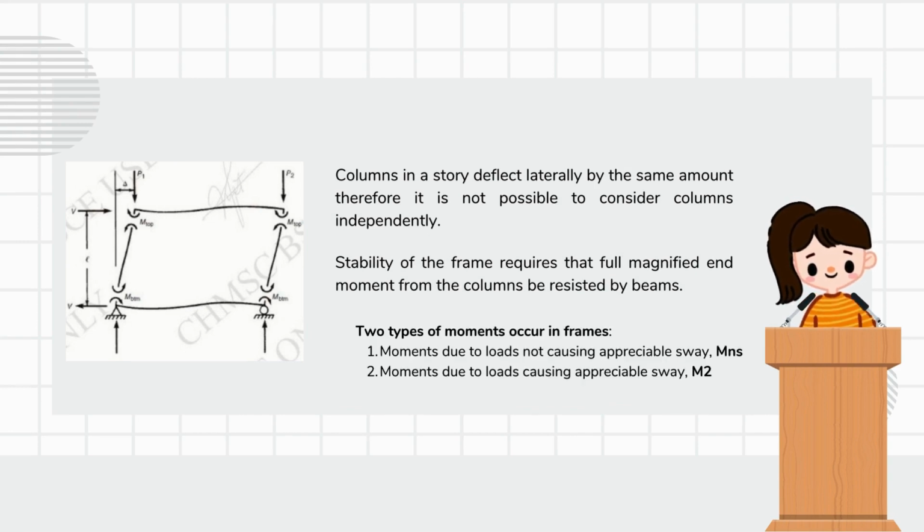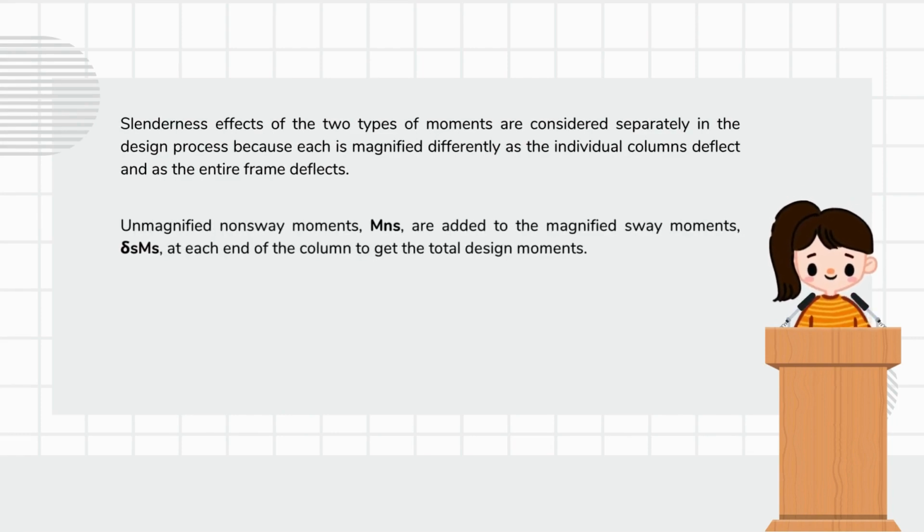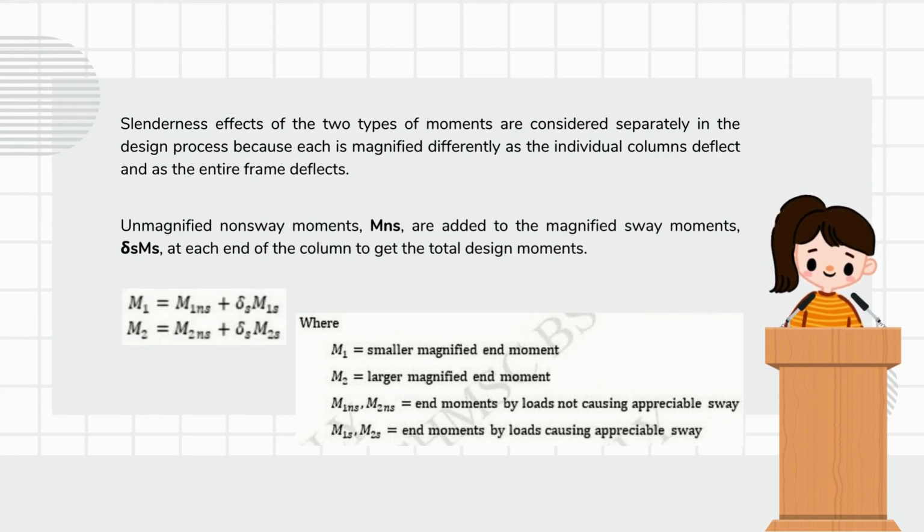There are two types of moments that occur in frames. One is the moments due to loads not causing appreciable sway, MNS. Two is the moments due to loads causing appreciable sway, M2. The slenderness effects of the two types of moments are considered separately in the design process because each is magnified differently as the individual columns deflect and as the entire frame deflects. Unmagnified non-sway moments, MNS, are added to the magnified sway moments, delta S MS, at each end of each column to get the total design moments.